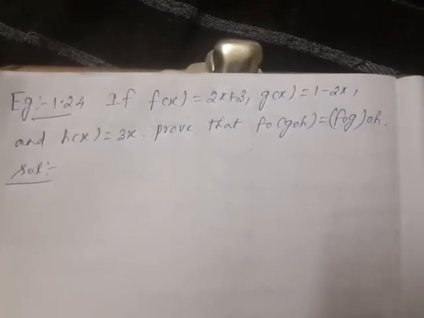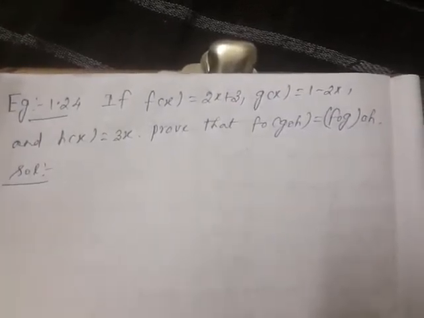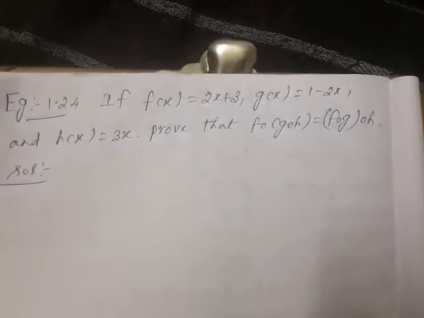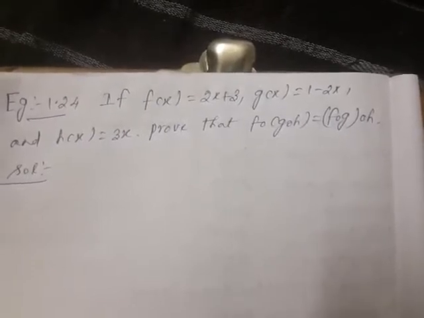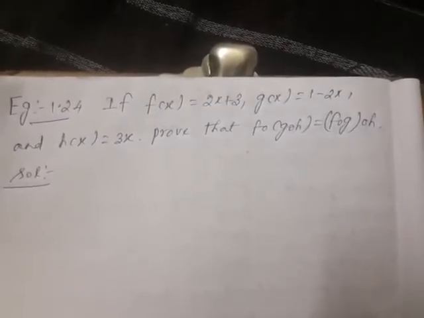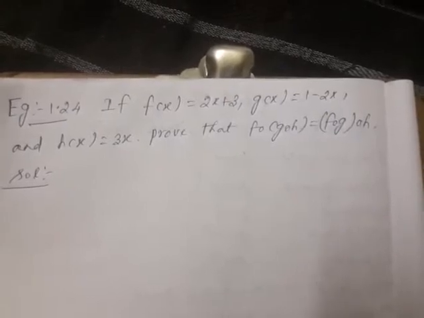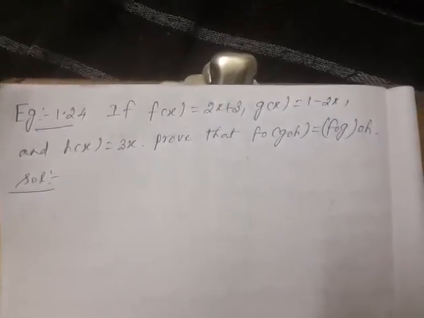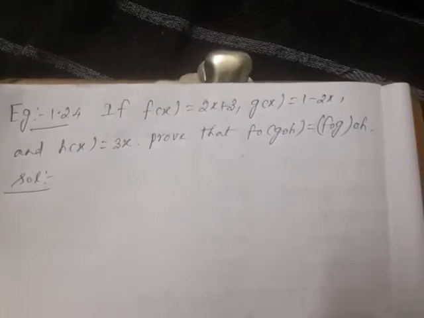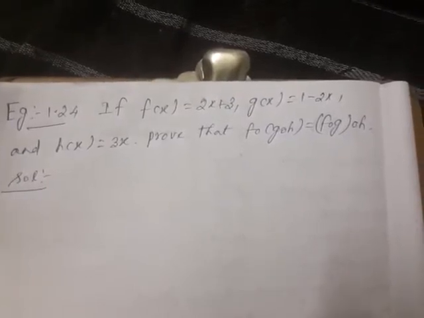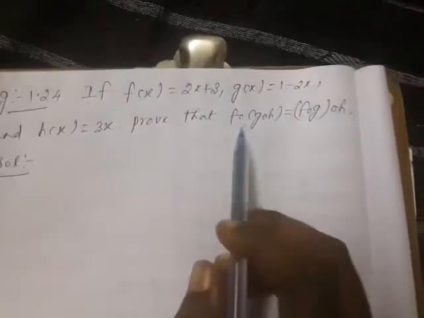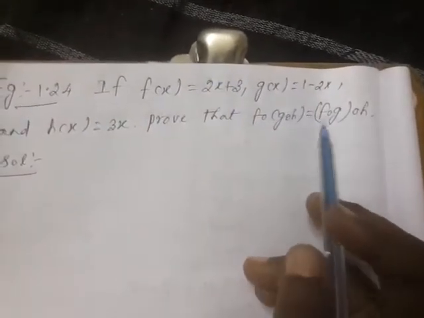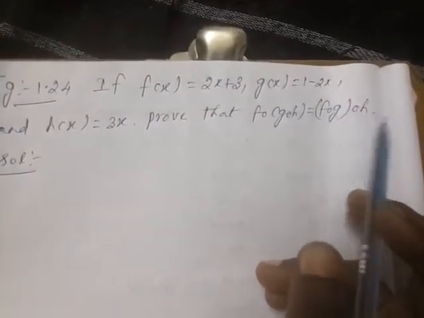Next we are going to discuss example sum 1.24. If f of x is 2x plus 3, g of x is 1 minus 2x, and h of x is 3x. Before, we discussed only two functions, f of x and g of x. Now we are going to discuss three functions, since h of x is also there. So f of x, g of x, h of x are given. Using that, we have to prove that f composite g composite h is equal to f composite g composite h.